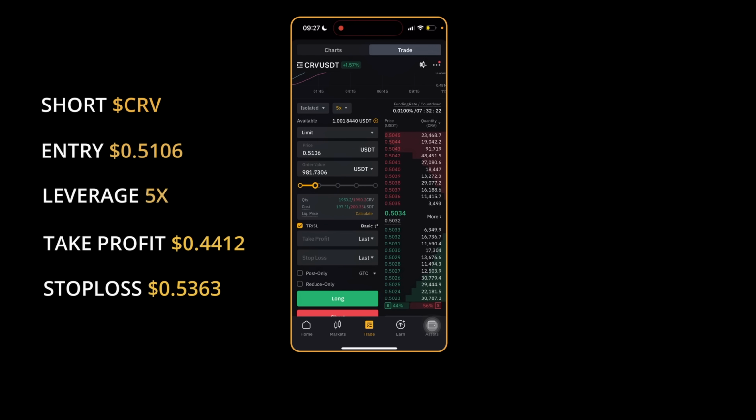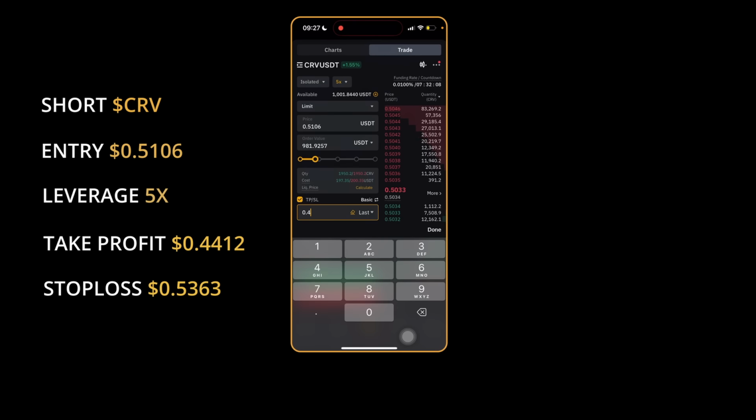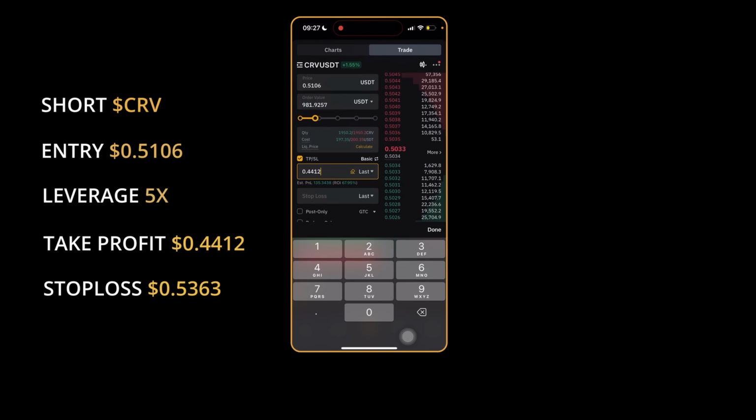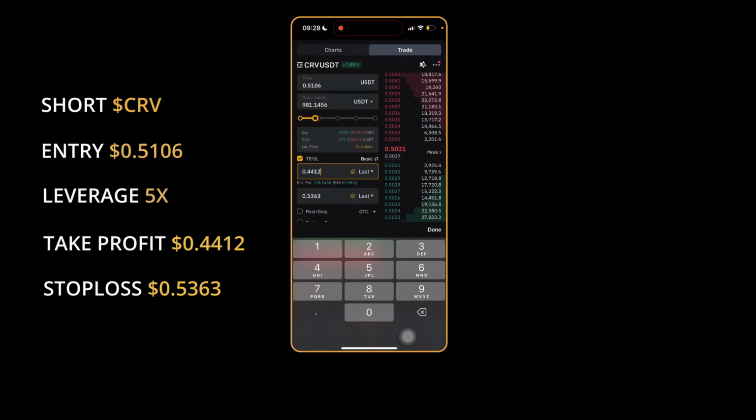Having set it at 20%, the next thing I need to do now is to set my take profit and stop loss. Take profit at 0.4412 and my stop loss at 0.5363. The stop loss and take profit button is very important. If the price of CRV drops down to 0.4412, this particular trade will close in profit. I'll be in 67% profit, which is an estimated profit of $135.